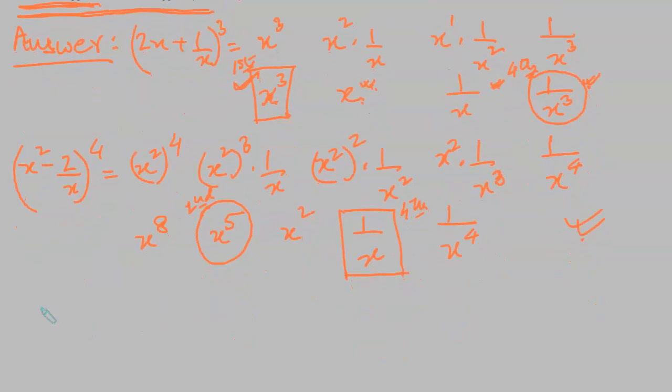So, first of all, I take this (2x + 1/x)^3, and we will be taking the first term, which is equal to 3C0 and (2x)^3. So 3C0 is 1 and (2x)^3 is 8x cubed.